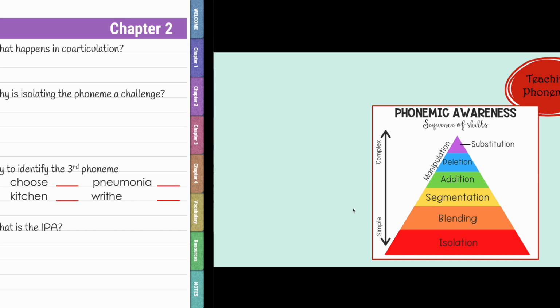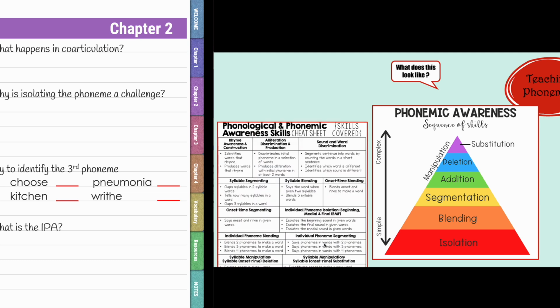Now, little side note, this is where you're going to see your first indicators of dyslexia. We know dyslexia is founded in phonological awareness and phonological skills, and if students are struggling with some of these skills, you have a red flag that there's some dyslexia going on.